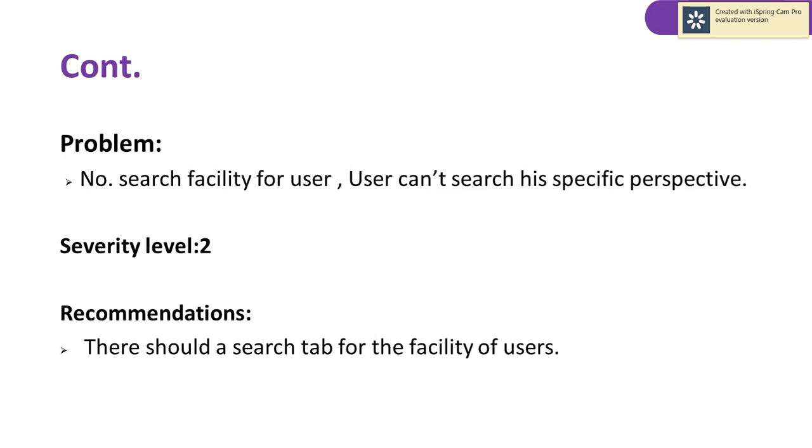So we are going to discuss the problems in the check of help and documentation. The problem which I highlighted is that there is no facility for the user to search for his specific query. If there is a search bar or search tab, the user can easily type whatever he wants to search or get. So that's the problem in this check in the website. And so we have severity level 2.